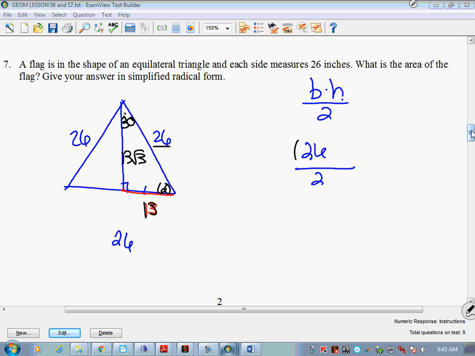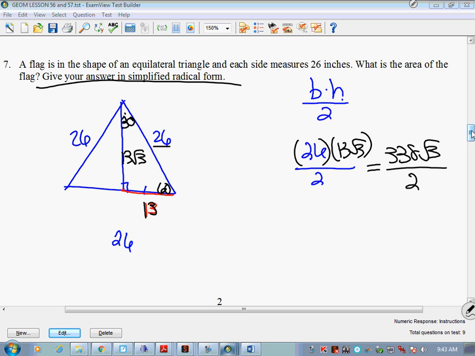So I am taking 26 times 13 radical 3 divided by 2. What's 26 times 13? 338. So we need 338 radical 3 divided by 2. What's 338 divided by 2? 169 radical 3, and that's in units squared. You'll notice you say, well, why isn't this one a decimal? Because it said in my instructions, give your answer in simplified radical form.